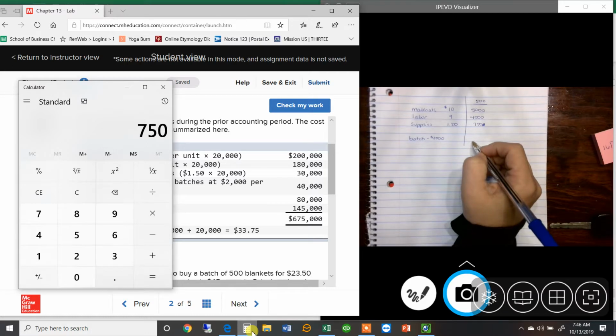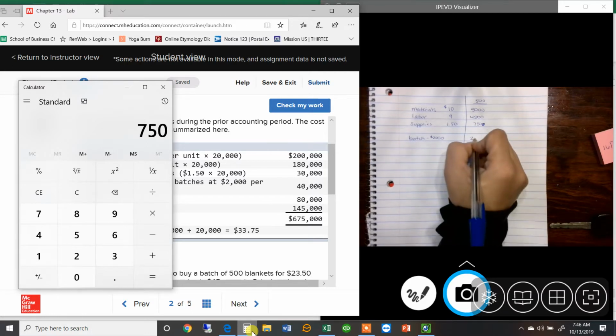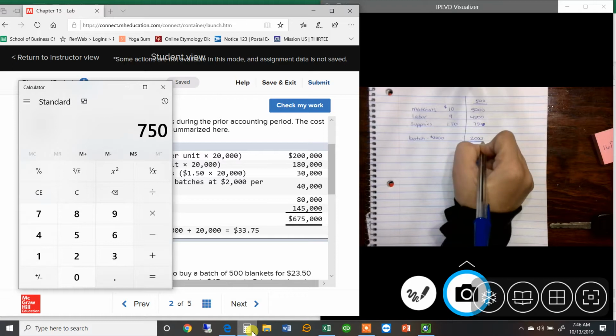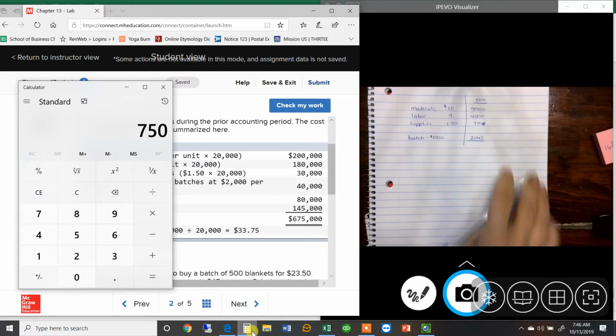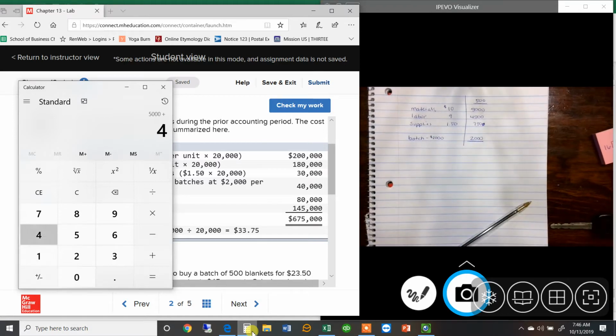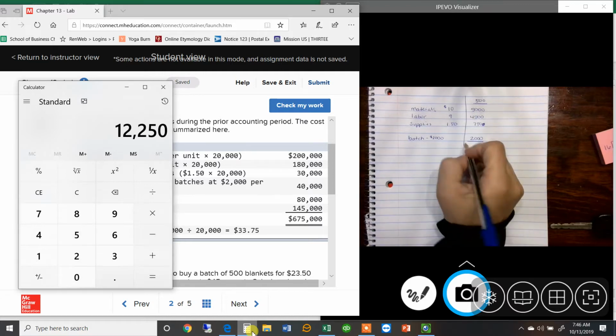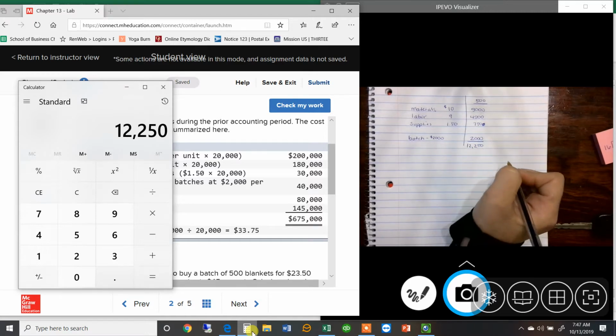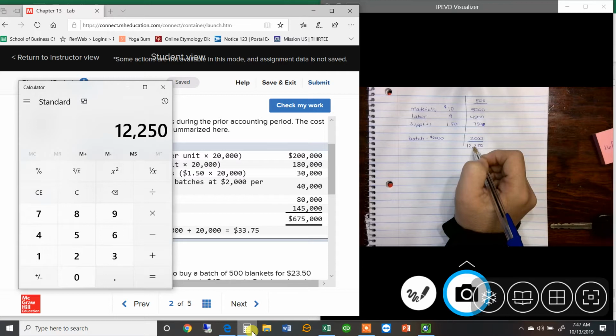I'm not making more than one batch, I'm just making one batch because this is a one-time item. So when I add all of these costs up together, I have my 5,000 plus my 4,500 plus my 750 plus my 2,000. The total cost here is 12,250. That's my total cost that I'm going to incur.